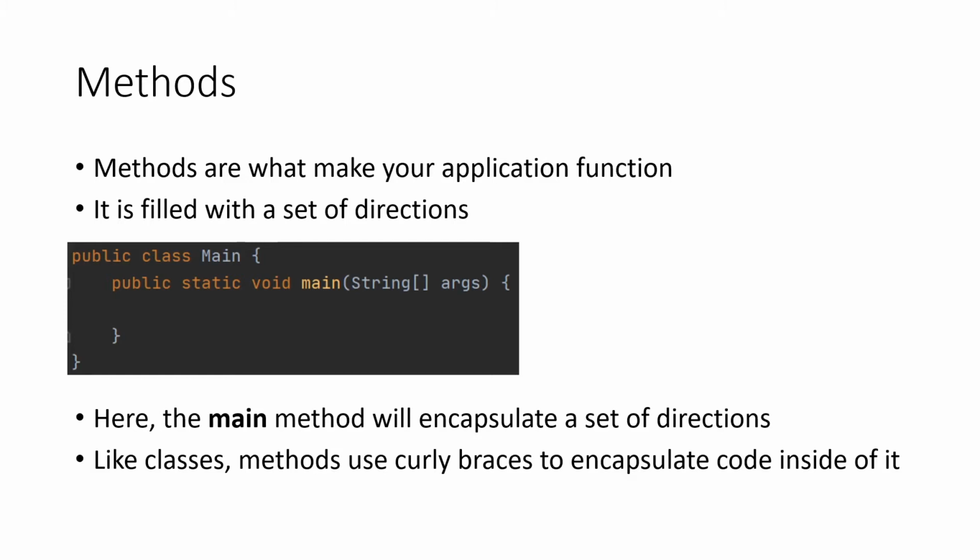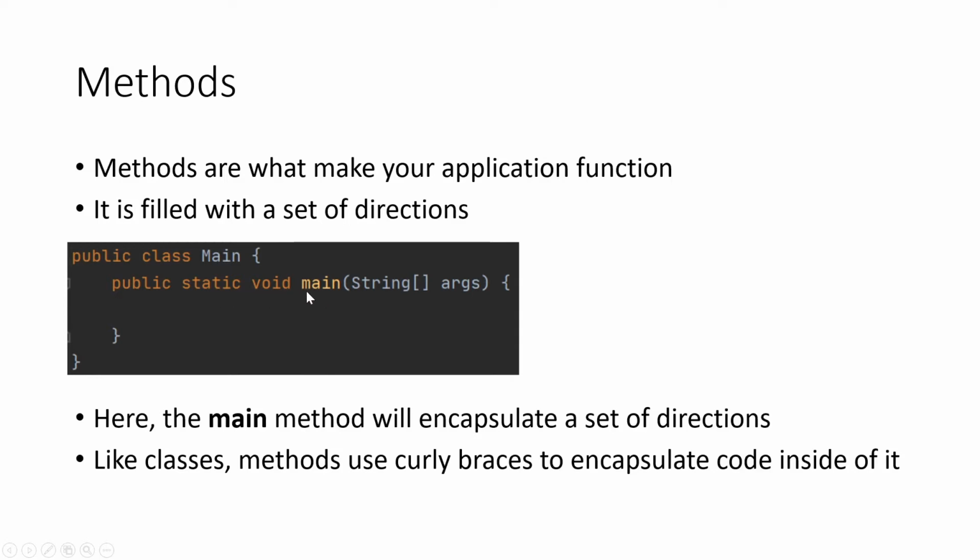Methods are what make your application function, and they are filled with a set of directions known as interior code. For example, the section of code that I'm circling with my cursor here is known as a method. So, public static void. This is one method that you're going to see a lot when you make Java applications. So, public static void main, String args. And like a class, you name the method, as shown here by the yellow text.